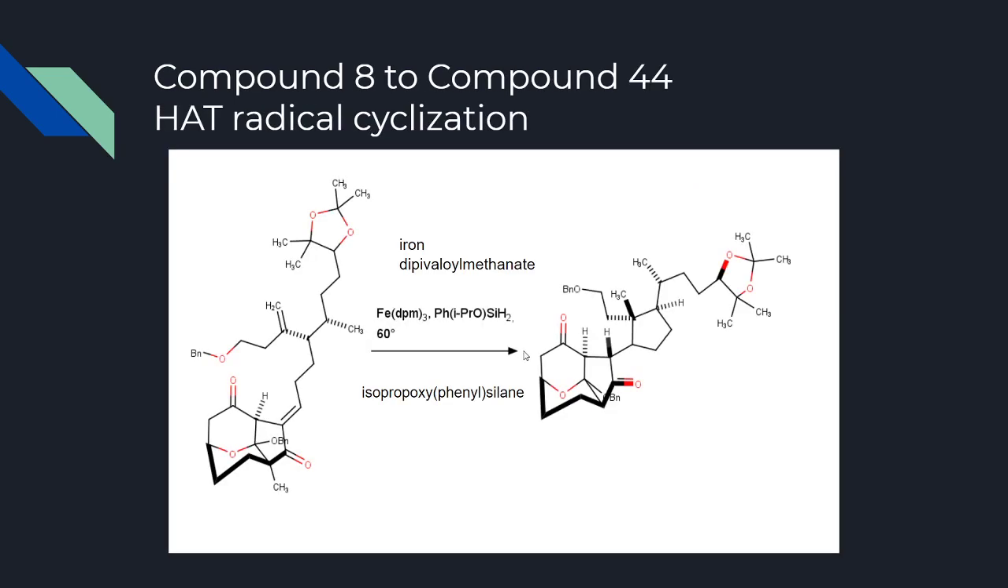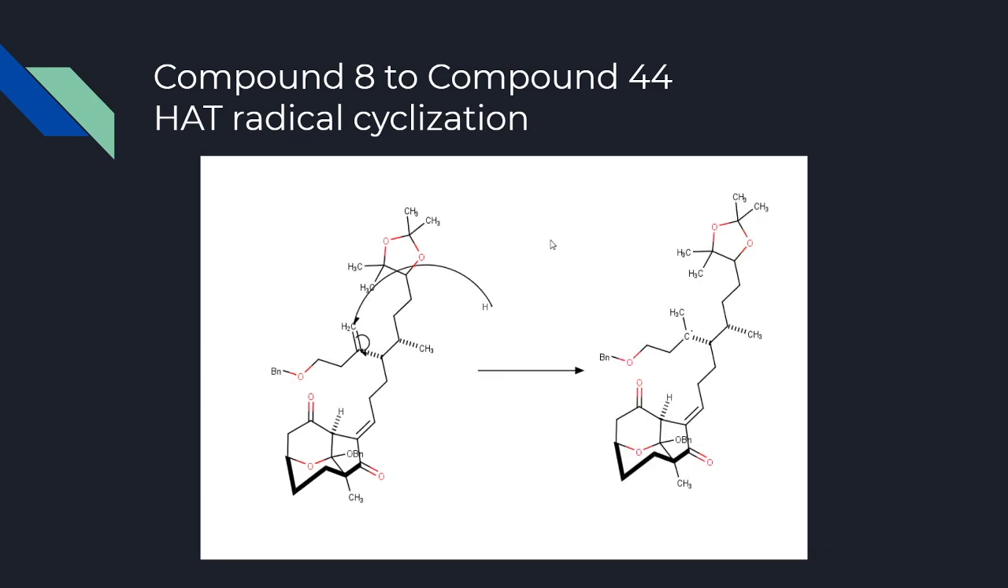So this reaction is the HAT radical cyclization reaction to produce our desired product. The iron dipivaloylmethanate acts as a source of radical initiator and a catalyst to create a radical. And that radical will react with isopropoxyphenylsilane, which is this compound here, to generate a hydrogen radical. So basically this whole reaction will just generate a hydrogen radical, hence the name, hydrogen atom transfer.